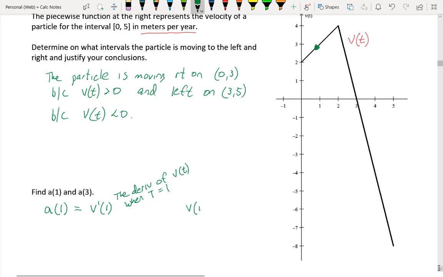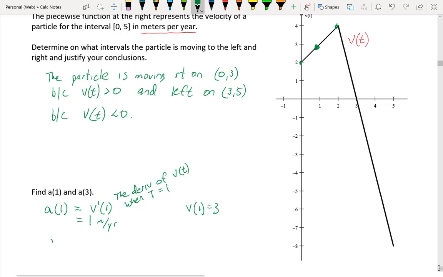So I know that v of 1 is equal to 3. But a of 1 is the derivative at t equals 1. So when I'm sitting at that green point right there, what's my slope? Okay, so I know that I can use this point and this point at the ends, and if I count up and over, this is going to be up 2 and over 2, it looks like. So a of 1 is actually 1. Okay, so the slope there is 1, and we were in meters per year.